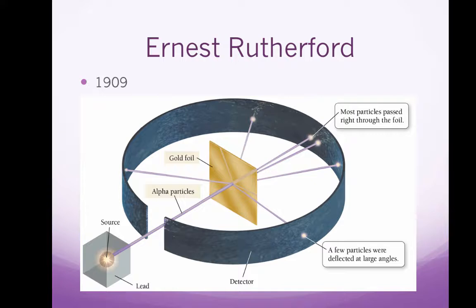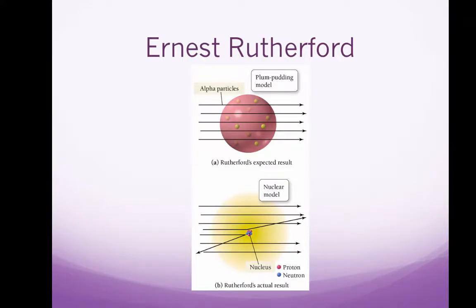He saw that most of the particles passed right through the foil, but some of them were deflected. Some were deflected at very large angles. So he thought, okay, what's going on? Again, he expected the alpha particles to go straight through the atoms, but that's not what he saw. He saw a lot of them were deflected. And so he said, okay, the mass and the positive charge must all be concentrated within a small portion of the atom, which is the nucleus here. So the alpha particles are hitting the nucleus and then they're being deflected.